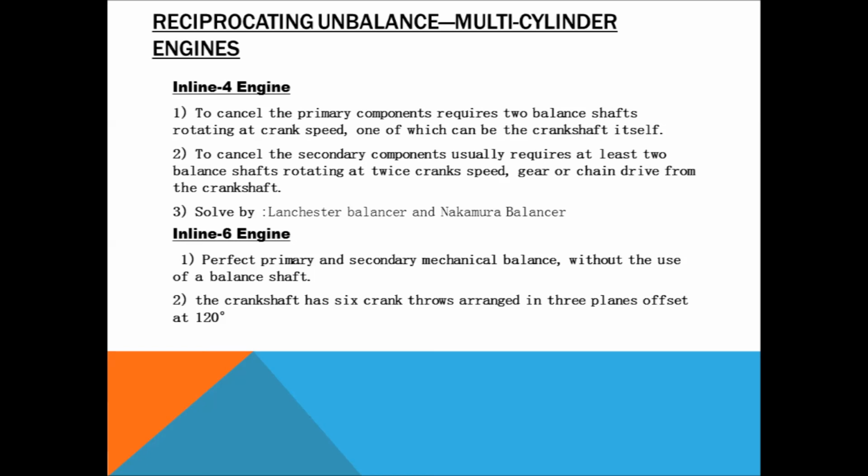As for the inline 6 engine, which is used in our assignment, it is perfectly primary and secondary mechanically balanced without the use of a balance shaft. This is because the crankshaft has 6 crank throws arranged in 3 planes offset at 120 degrees. After this presentation, I hope that you guys will gain more knowledge about this cylinder. Thank you.